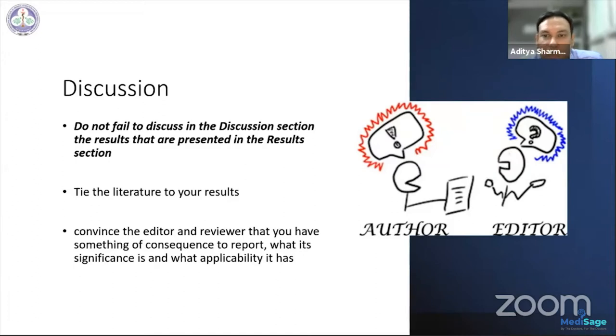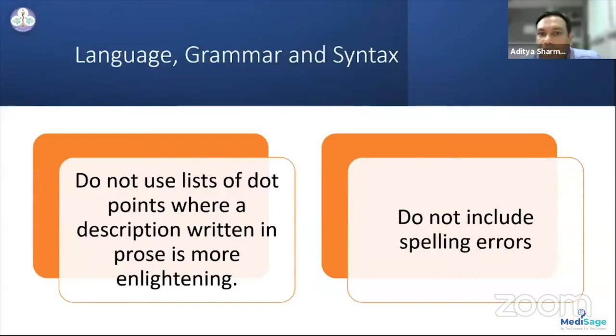So your discussion has to be very, very robust in terms of conveying the meaning. Last but not the least, language, grammar, and syntax. Dr. Arvind has already laid importance on it. It is not the only criterion which a reviewer or editor looks at when they are rejecting, but it still annoys the editor or reviewer whenever you commit spelling errors.